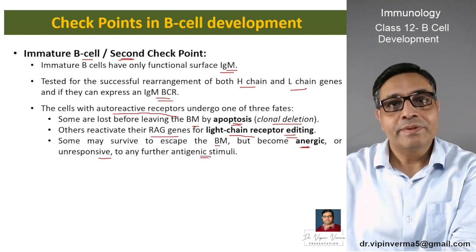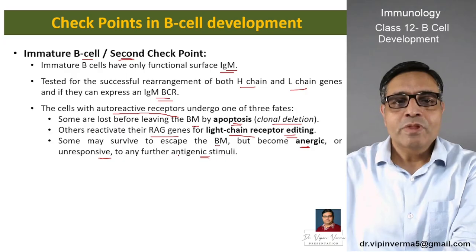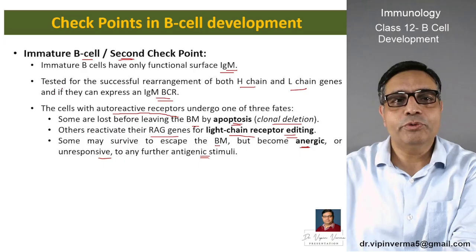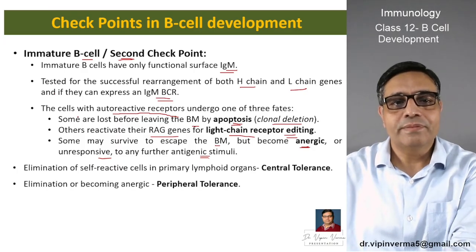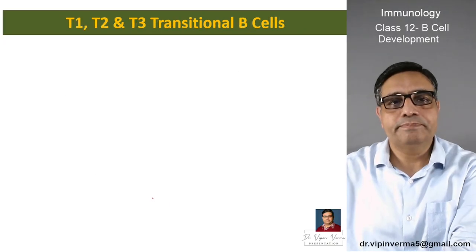Although they will escape the bone marrow, they will not be activated; they will be unresponsive to antigen. So these are the three fates which autoreactive receptors can undergo during the immature B cell stage. Elimination of self-reactive cells in the primary lymphoid organs is called central tolerance, whereas the elimination or becoming anergic at other places is called peripheral tolerance. So this is the difference between central tolerance and peripheral tolerance.